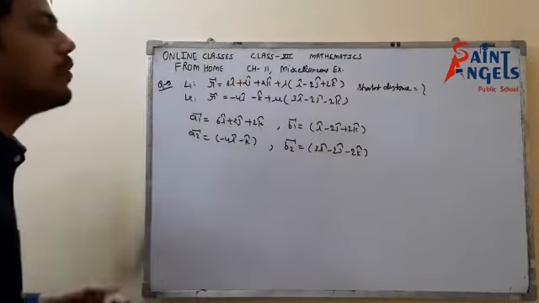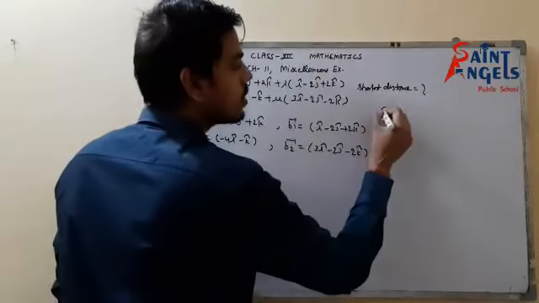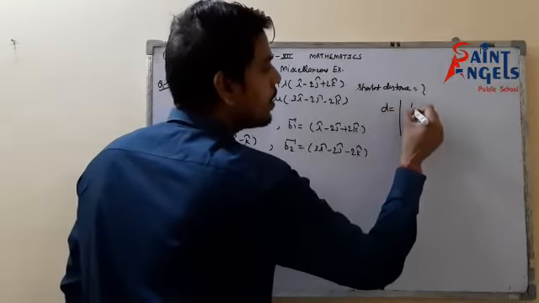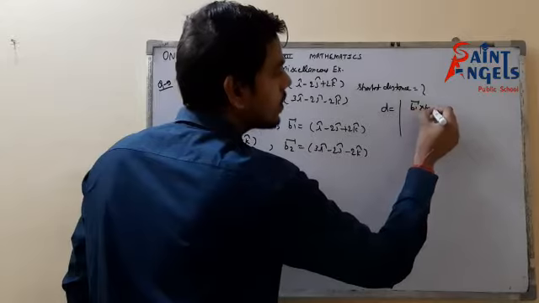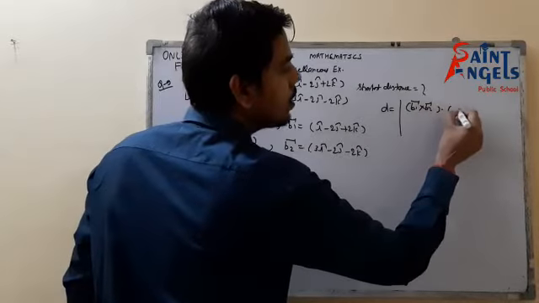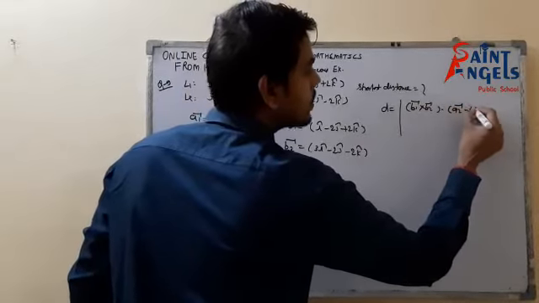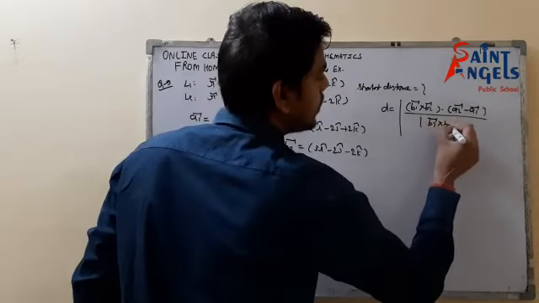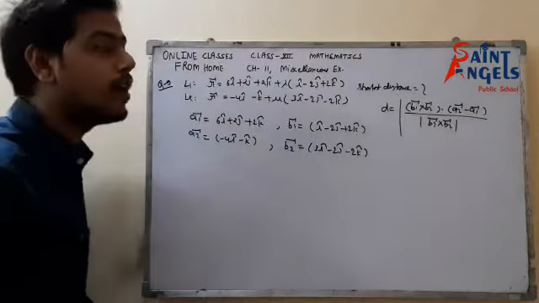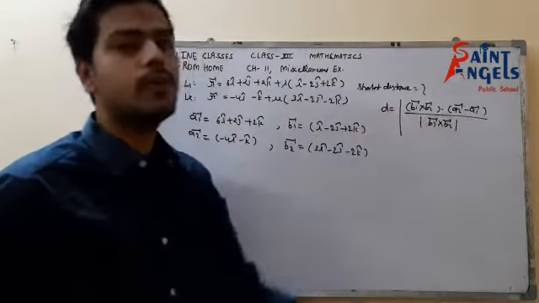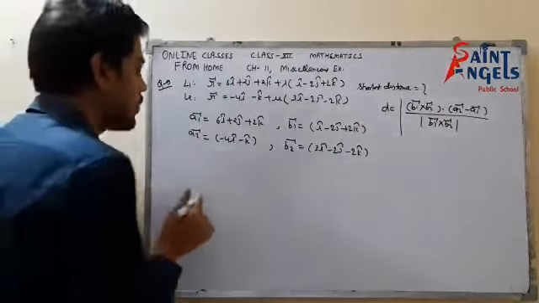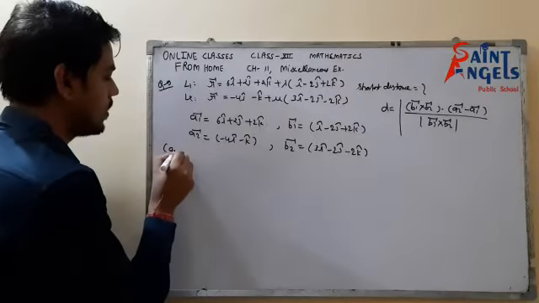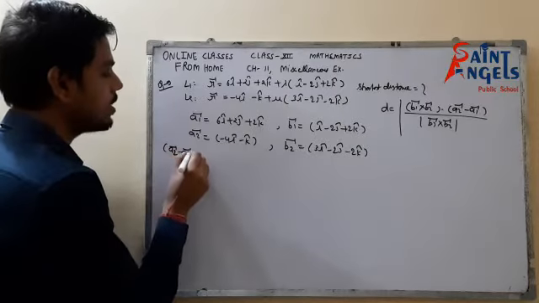Now we all know that the formula for the shortest distance is b1 vector cross b2 vector dot a2 vector minus a1 vector upon magnitude of b1 vector cross b2. So we have to find the value of b1 cross b2 and a2 minus a1, then we are good to go. So first of all, I am finding out a2 minus a1. So a2 vector minus a1 vector.